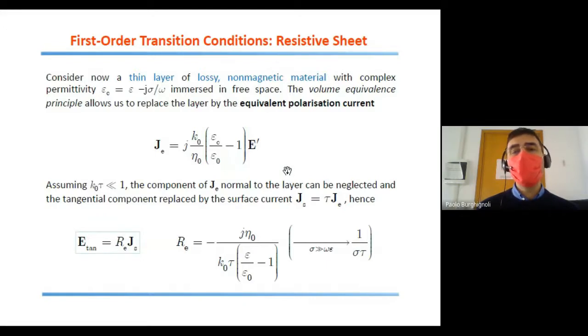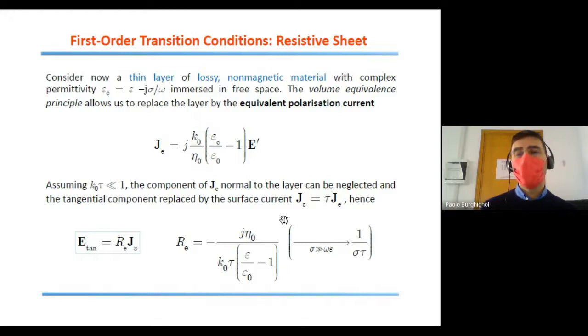And that can be replaced by an equivalent surface current, again by multiplying JE with the thickness of the sheet. Between the tangential electric field, which is continuous across the sheet, and the surface electric current density, the proportionality is again the electrical resistivity, which has this expression where you can see there is the thickness of the sheet in the denominator. The dielectric contrast is also present in the denominator.